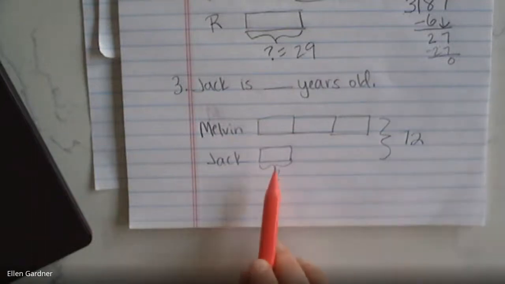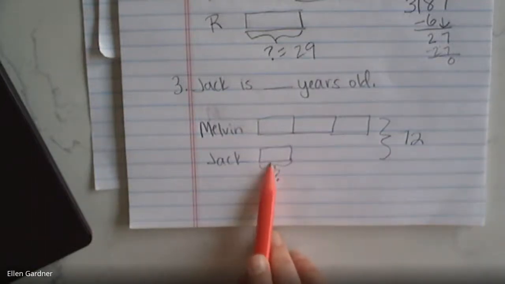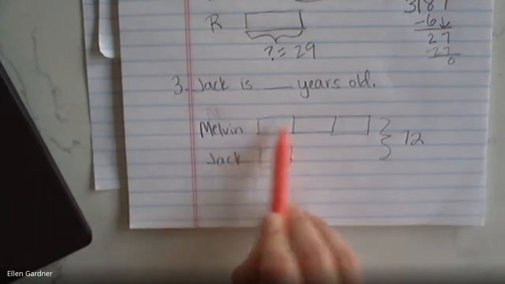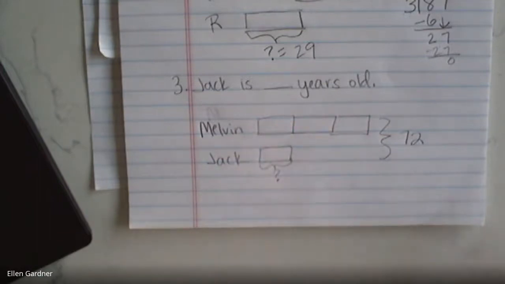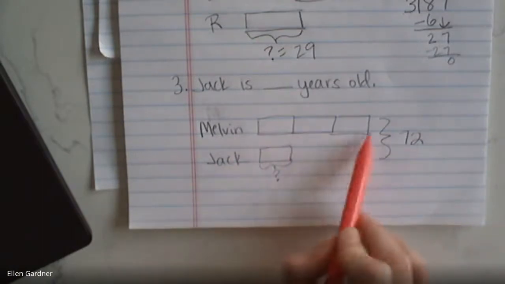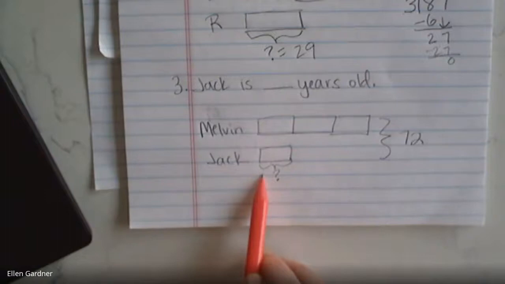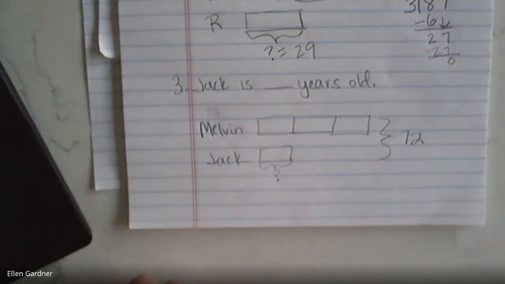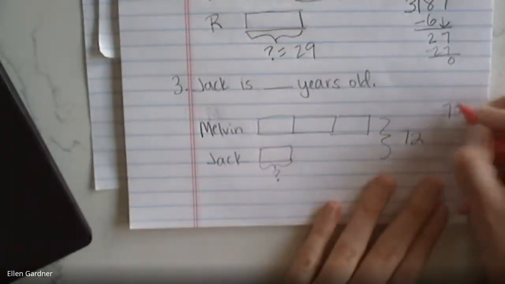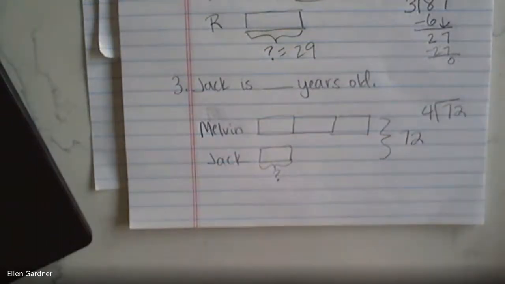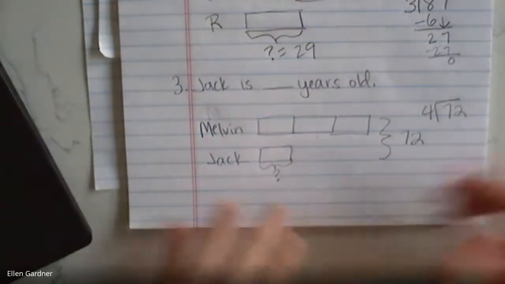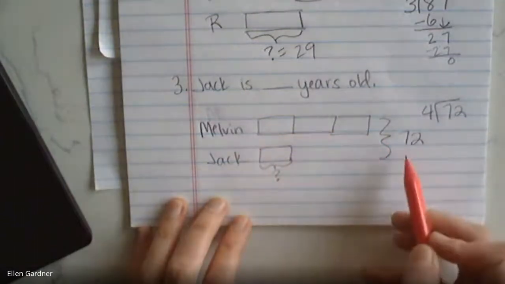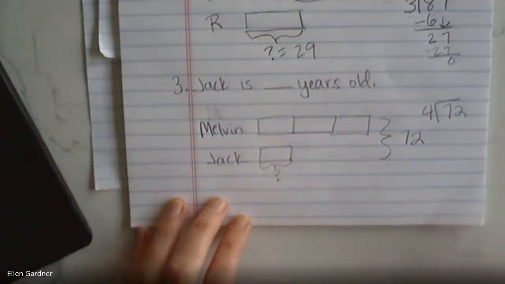Now I'm trying to figure out 1 unit out of 1, 2, 3, 4 units. I know 72 is for all 4 units together, but I want to know just 1 of the 4 units. So what do we do? Divide 72 into 4 groups. That's right. We have 4 units altogether, and we're trying to solve for just 1 of the 4.